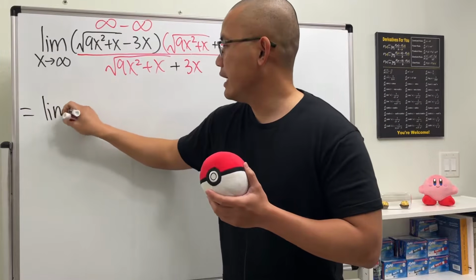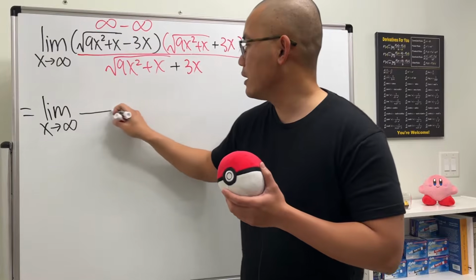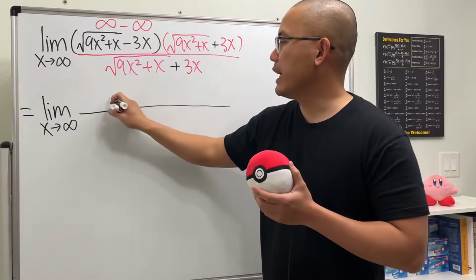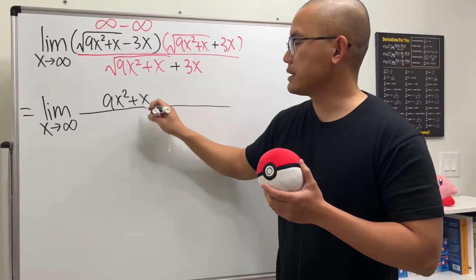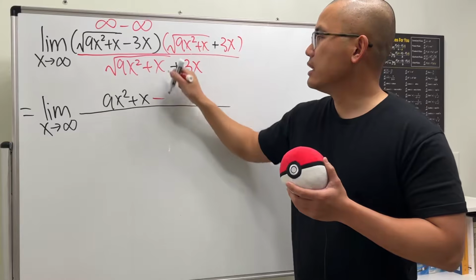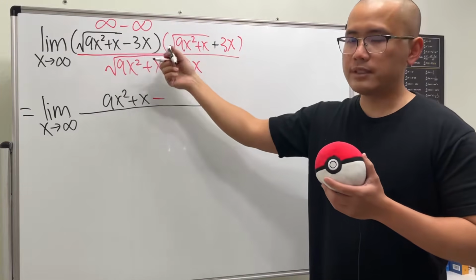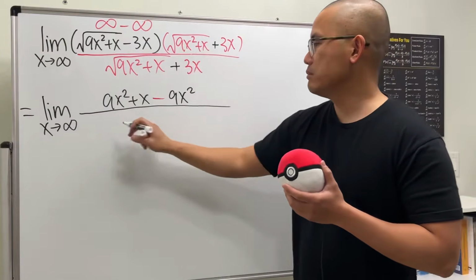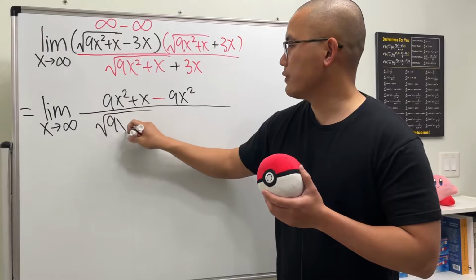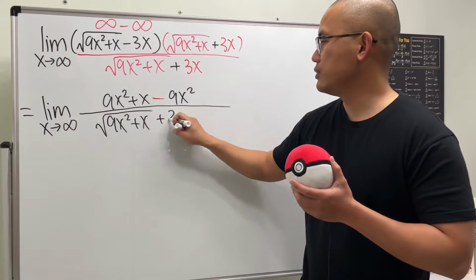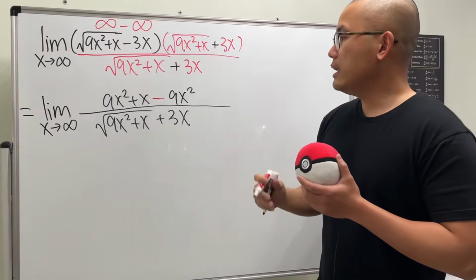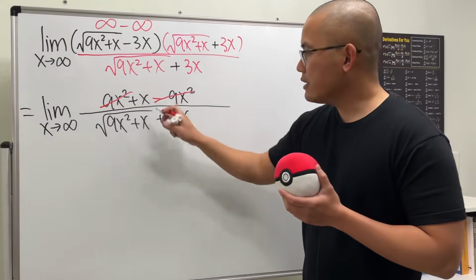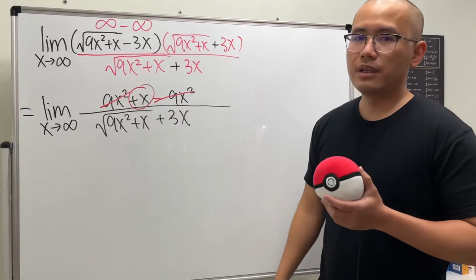Let's write down the limit as x approaching infinity. When we multiply the conjugates, we just square the first, so we will get 9x squared plus x. And then we minus the second term squared. 3 squared is 9 and x squared, right? So we have 9x squared. And then on the bottom, same thing, just leave it square root of 9x squared plus x plus 3x. Okay? And as we can see, this and that cancel each other out nicely. So in fact, on the top, we just have the positive x, so that's good.